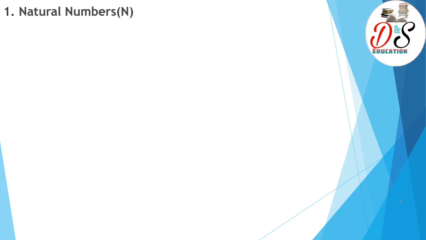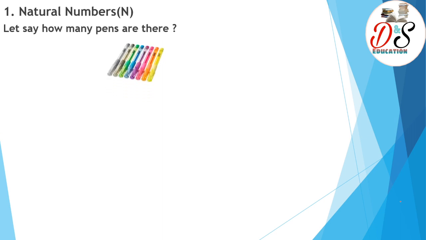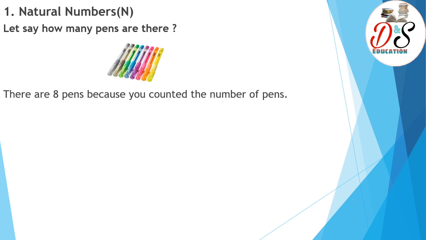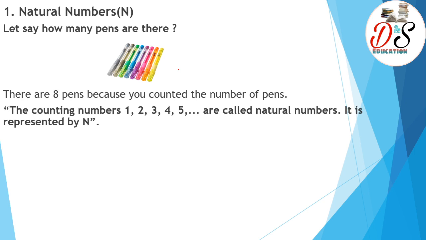What is a natural number? To understand natural numbers, let's see this diagram and can you tell me how many pens are there? Okay, you can see there are 8 pens. How did you know that? Because you counted the number of pens. When you count this, we get 8 pens. So, the counting numbers, that is 1, 2, 3, 4, 5 and so on, are called natural numbers and they are represented by N.